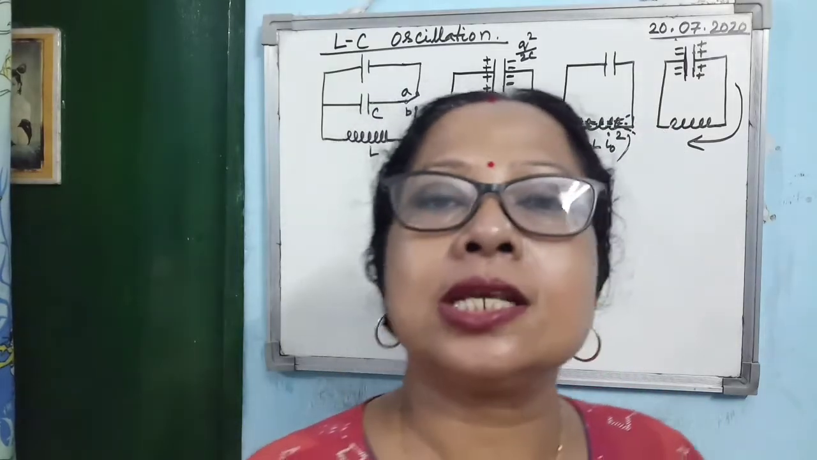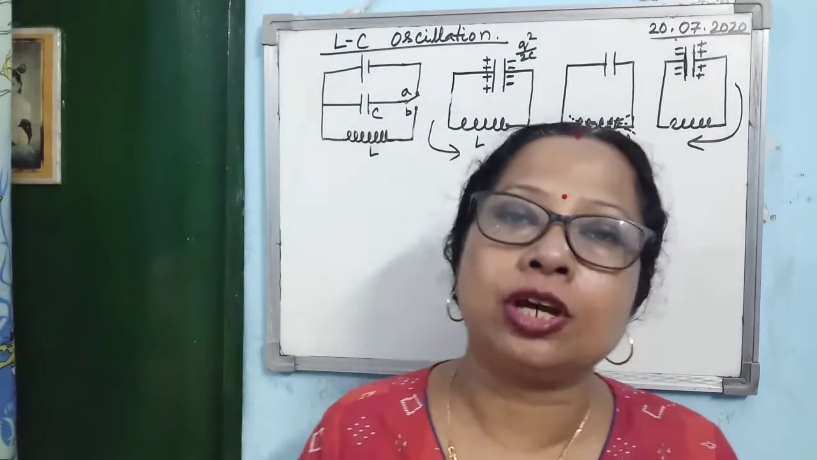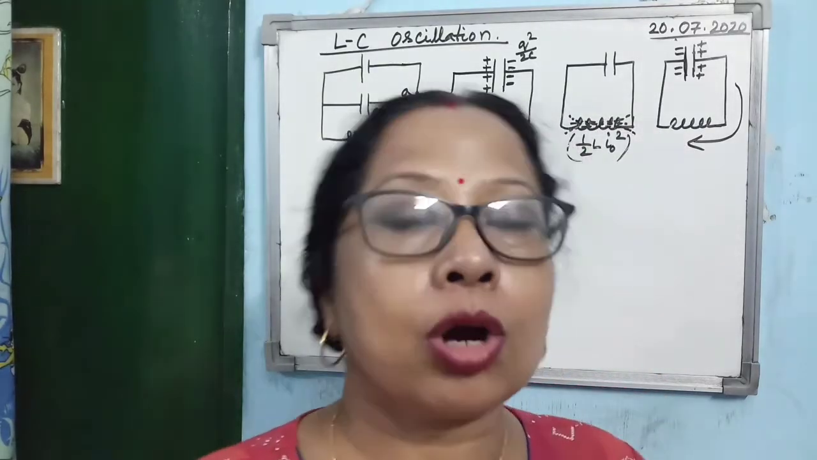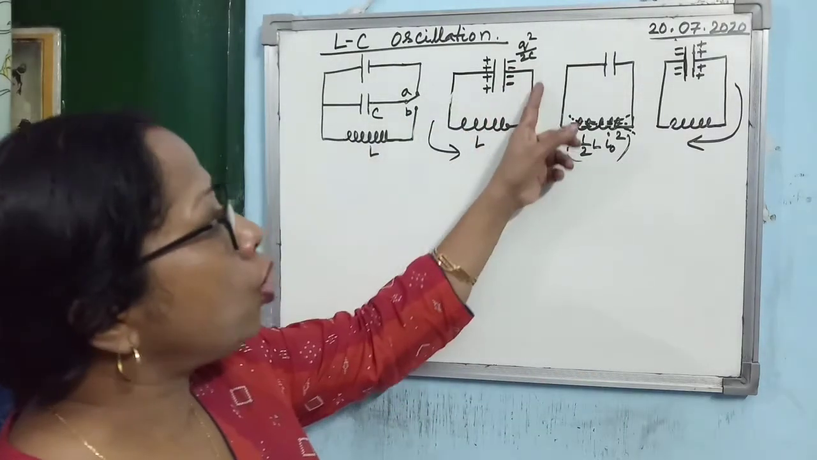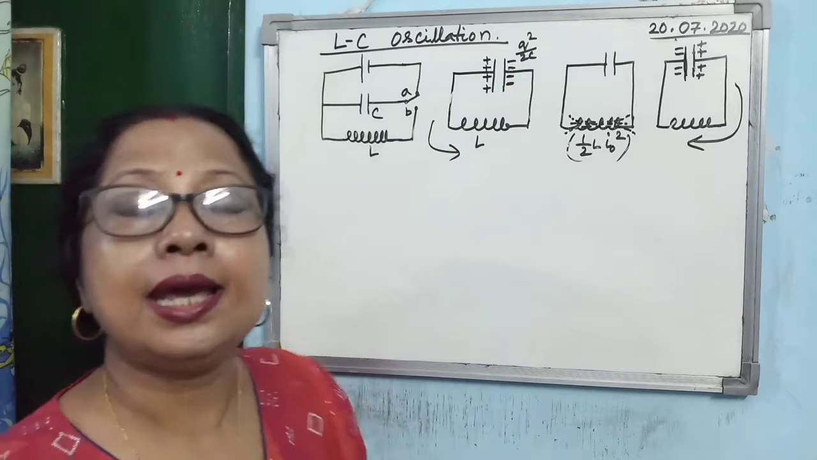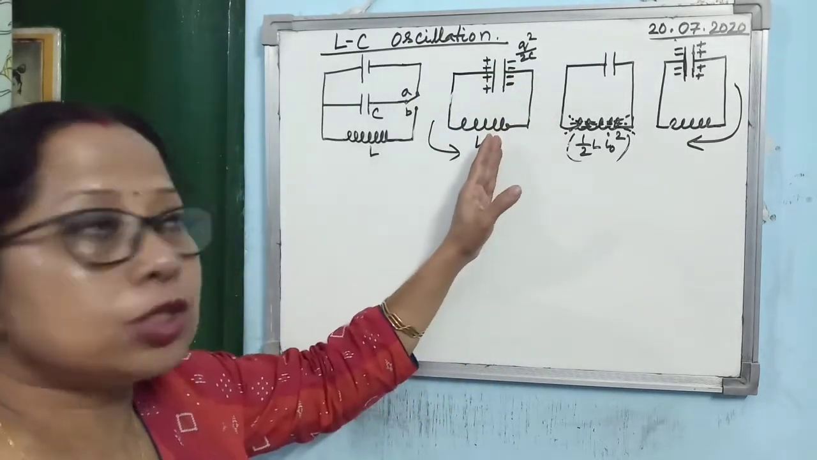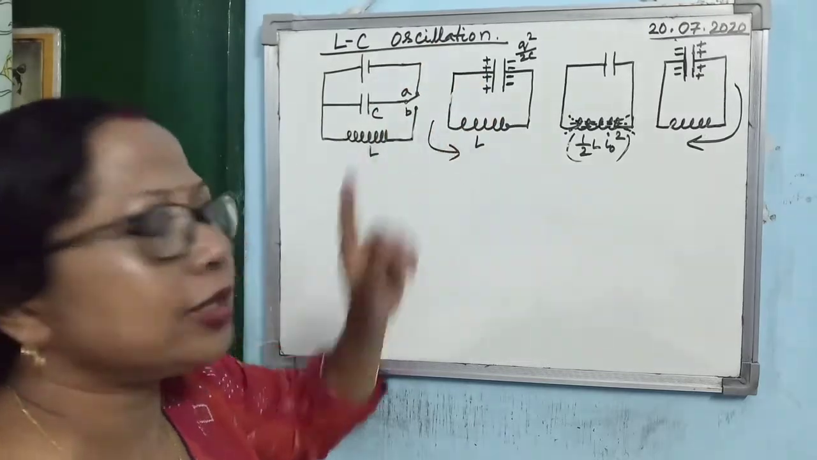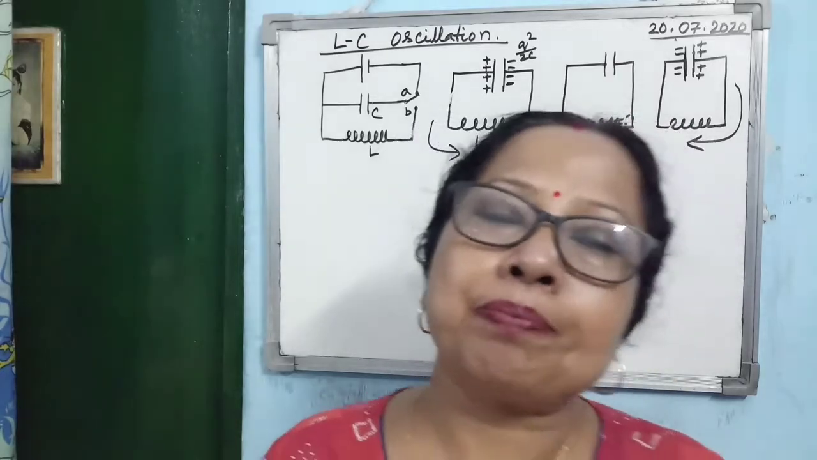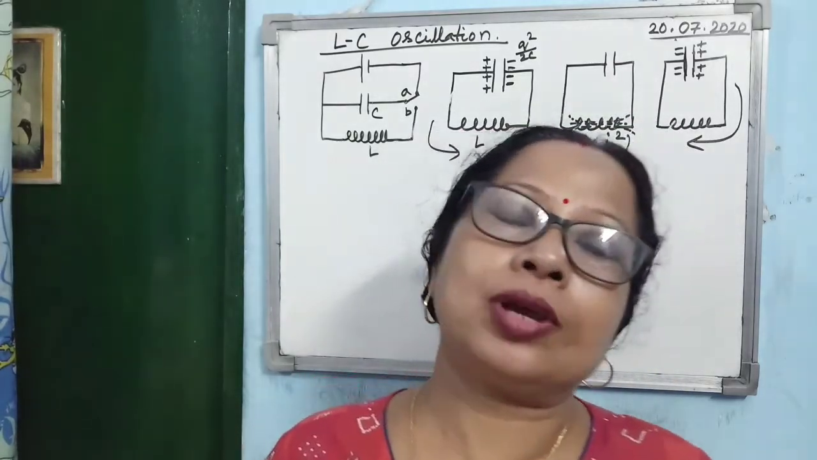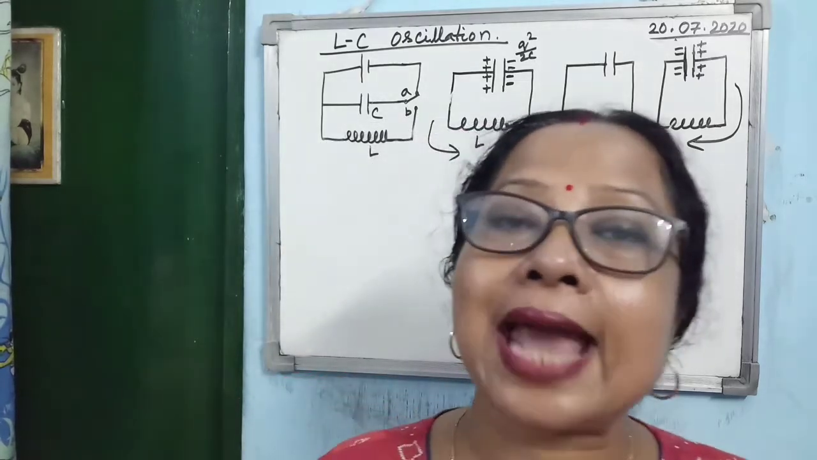And in LC oscillation, the most important point is that the total energy of the circuit remains constant. Although here we assume that there will be no loss of electrical energy in the form of heat energy on the path, because you are joining the capacitor plate with the inductor by connecting wires. Along that connecting path there will be no loss of electrical energy. That's why this LC circuit is also known as tank circuit.